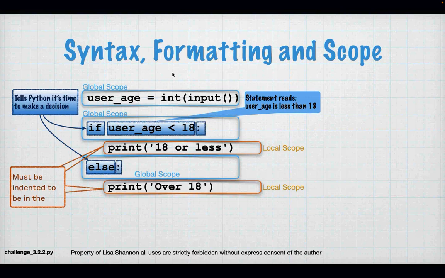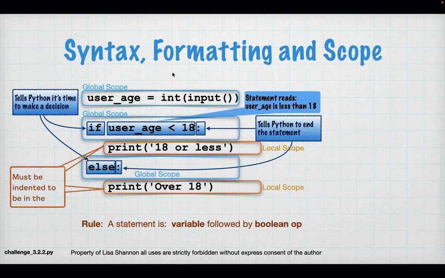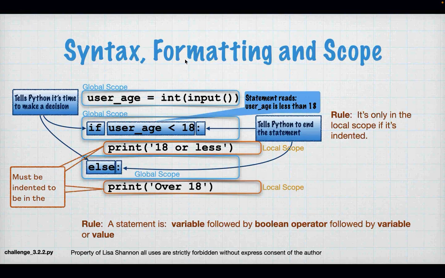And then I have a colon. The colon can be the bane of your existence. You forget that colon and you're always going to get a syntax error. And it may not always be a syntax error that makes sense because Python doesn't know where to stop looking for the end of the sentence, the end of the question. So it'll keep going. And you might get weird error messages in strange places that have absolutely nothing to do with the if statement. So it's important to know that. Okay, it's only in the local scope if it's indented.